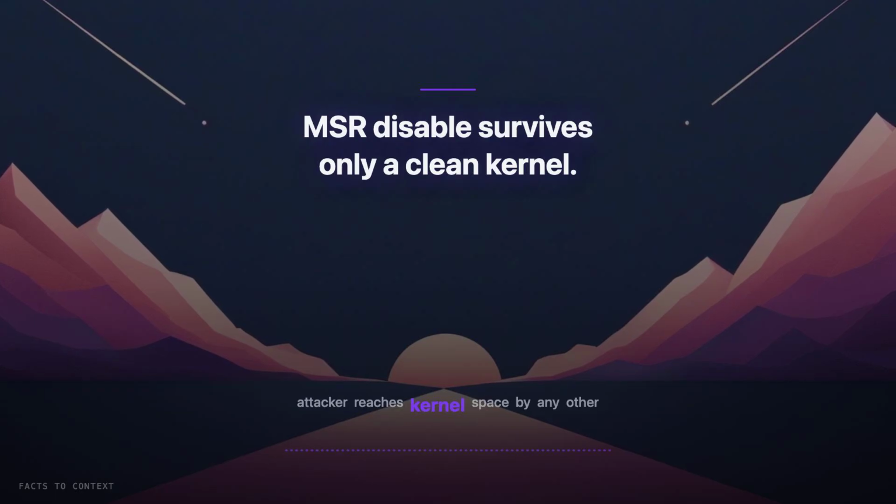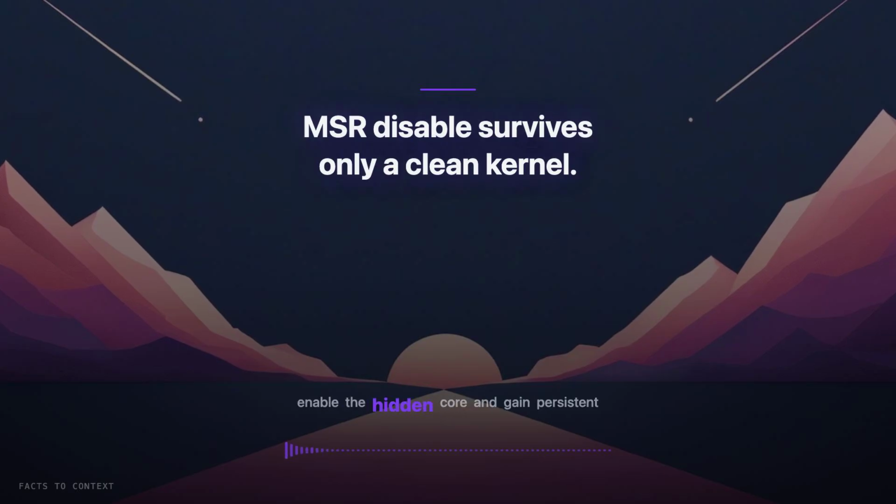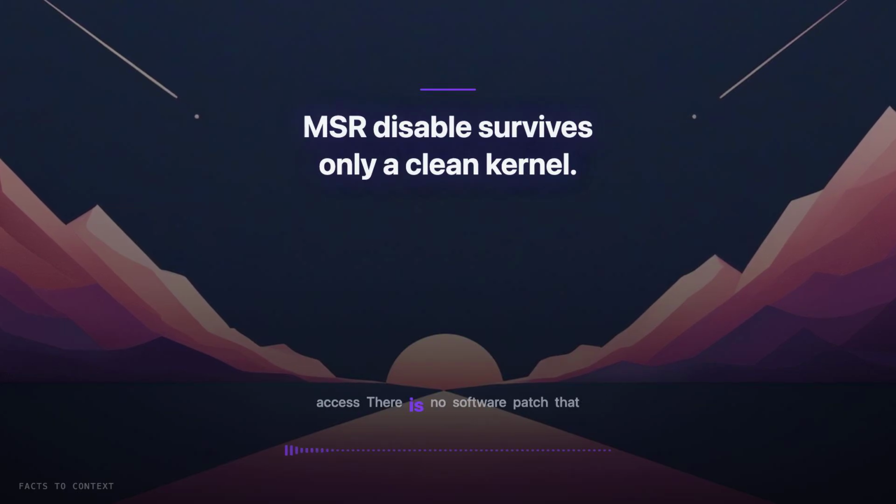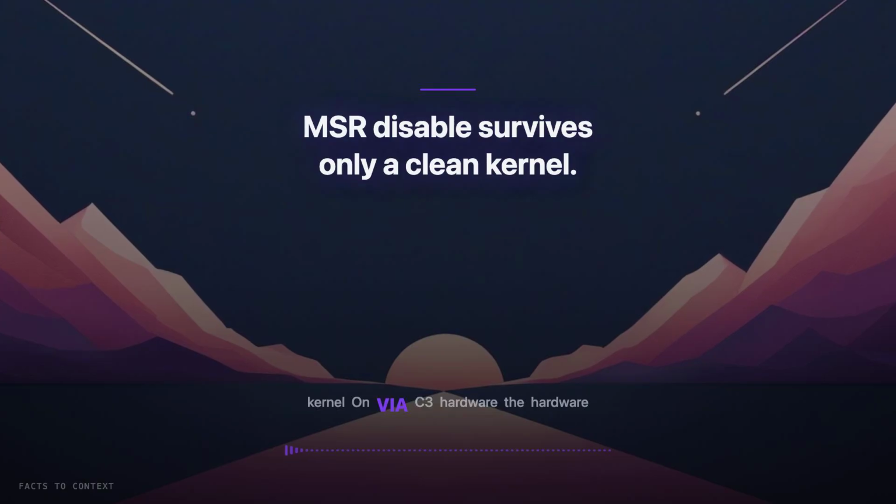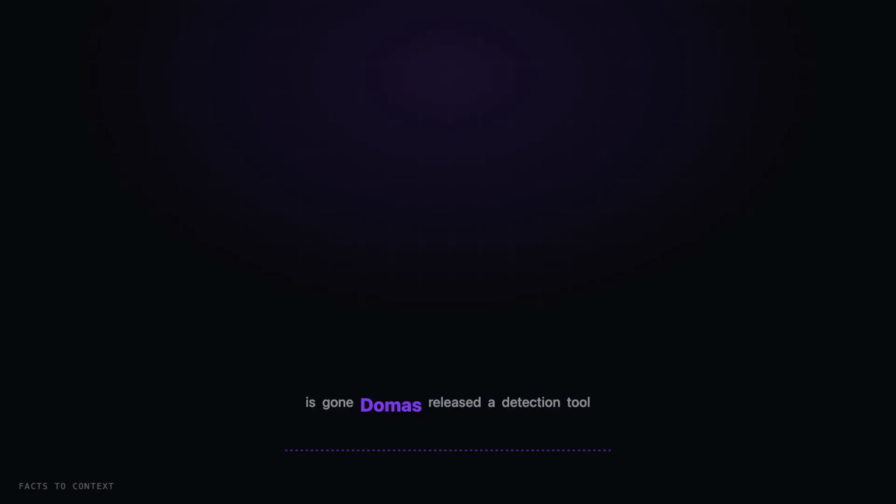If an attacker reaches kernel space by any other route, they can re-enable the hidden core and gain persistent hardware-level access. There is no software patch that survives a compromised kernel. On VIA C3 hardware, the hardware trust layer is gone.